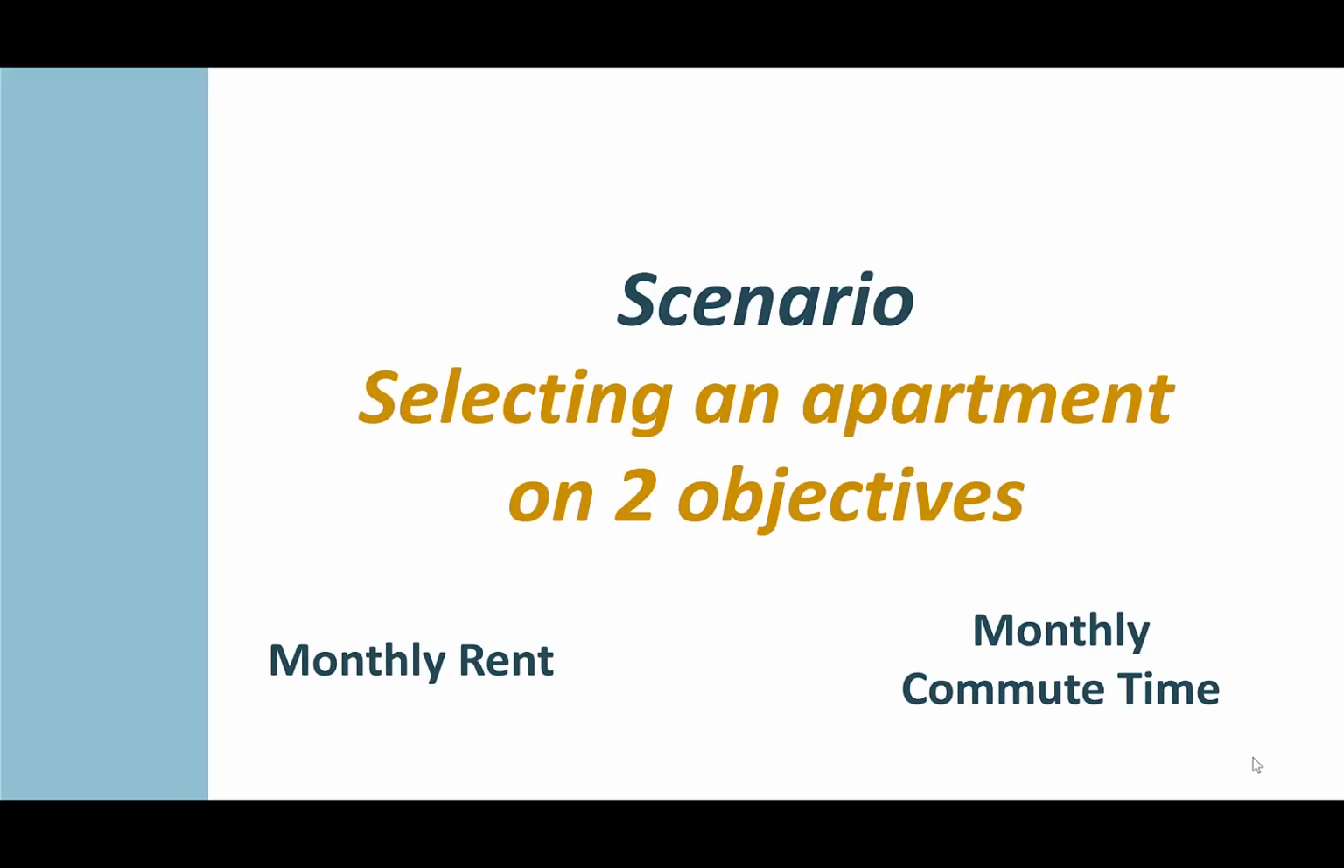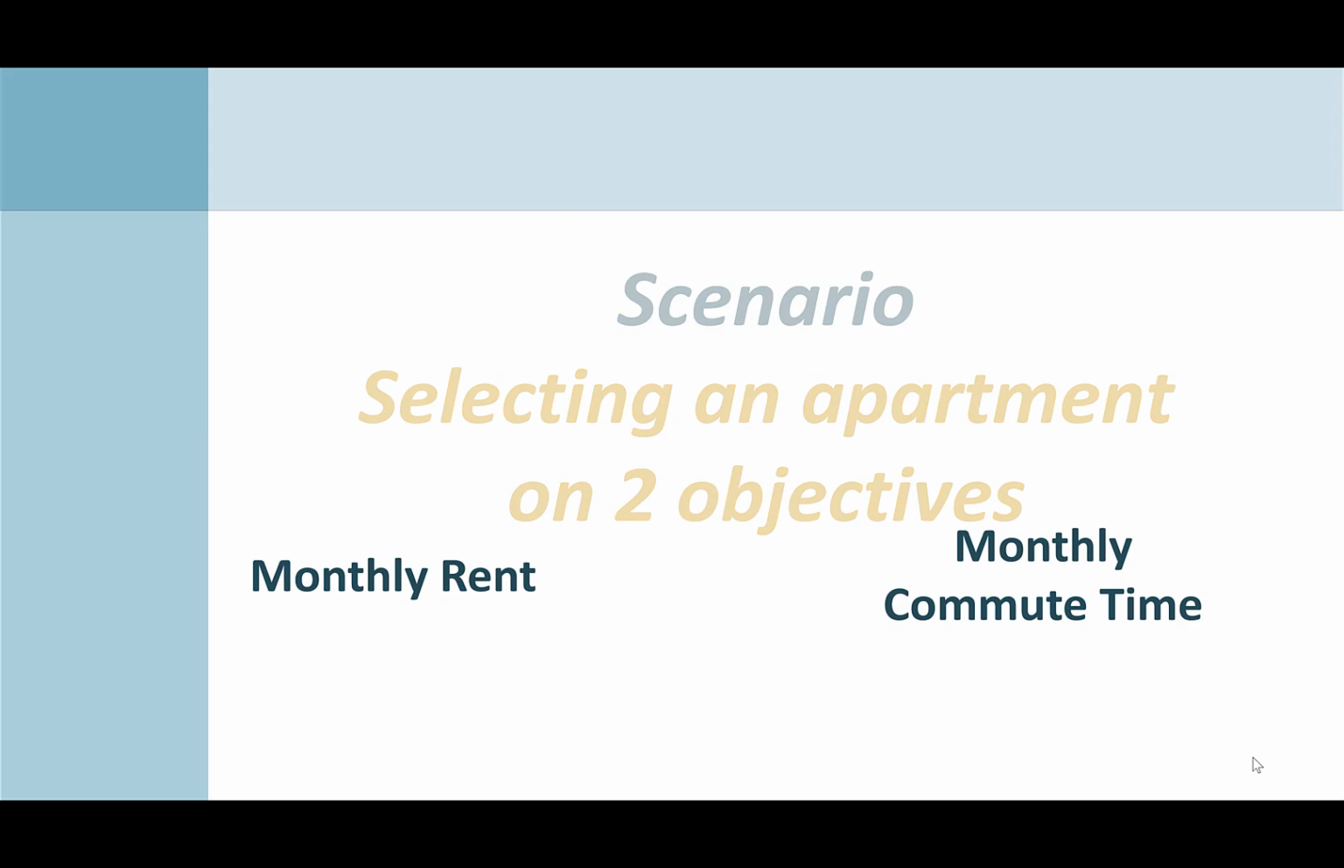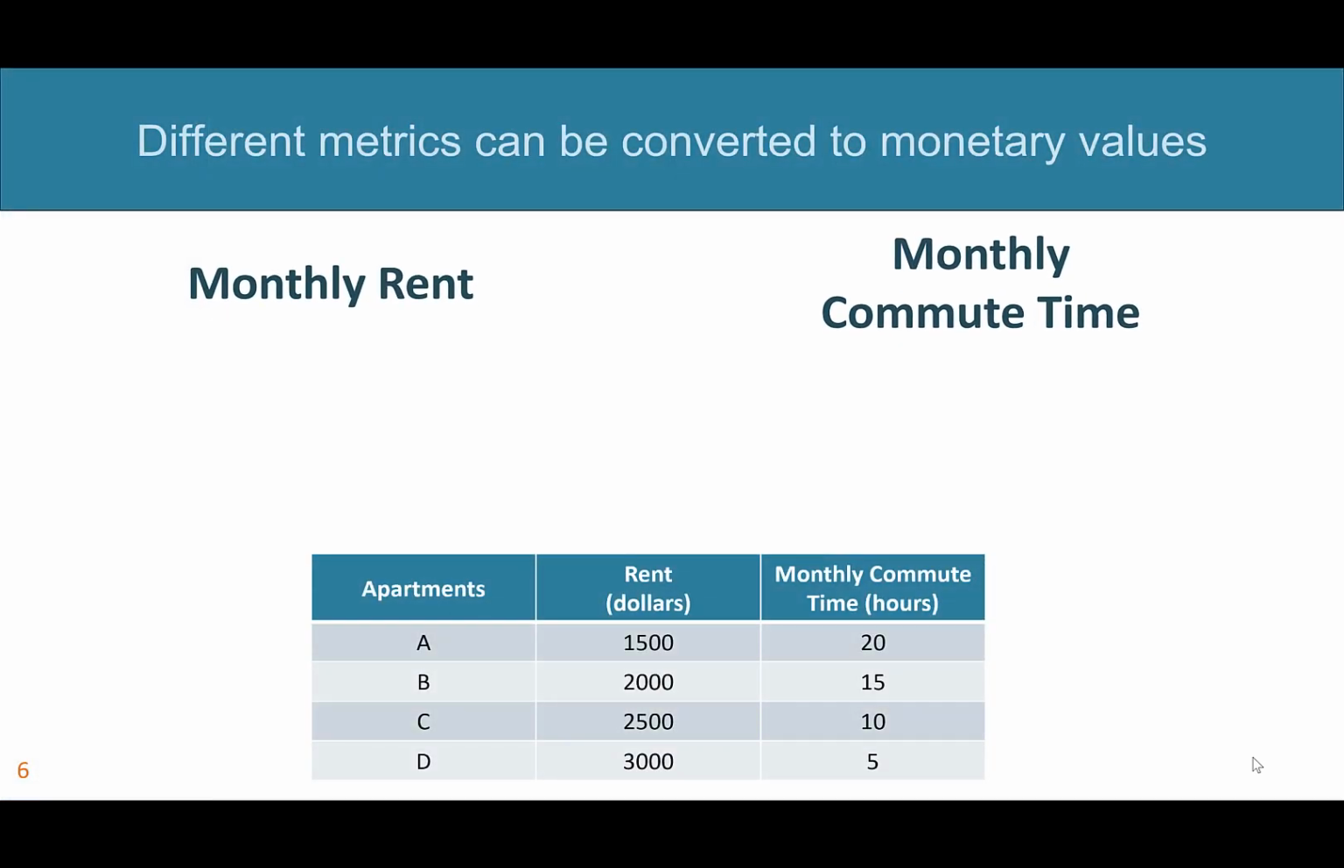Now, for this video, we're going to have a scenario of selecting an apartment based on two objectives, monthly rent and monthly commute time. And here are the four apartments that we're looking at and how much they cost in rent and how much monthly commute time you would have. Now, the trouble here is that rent is in dollars and monthly commute time is in hours. So you can't just add those two up. They're different units. You have to do something to make them commensurate with each other.